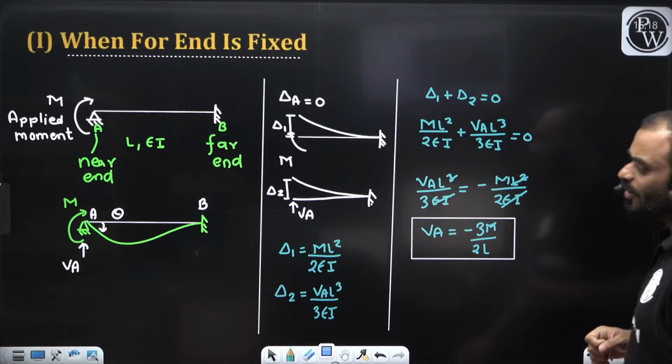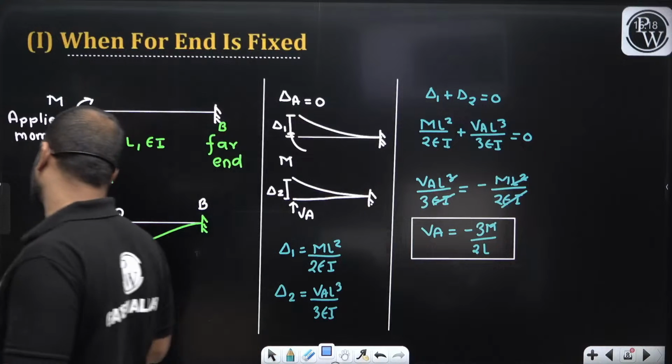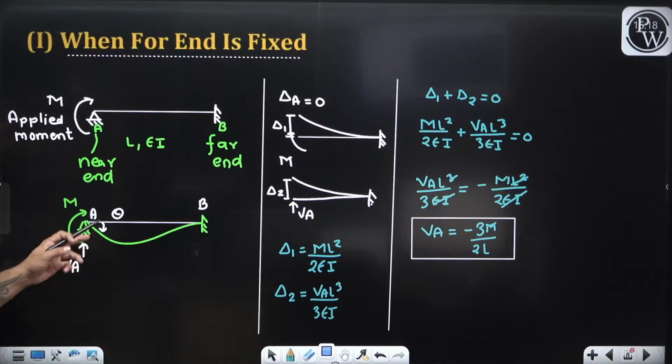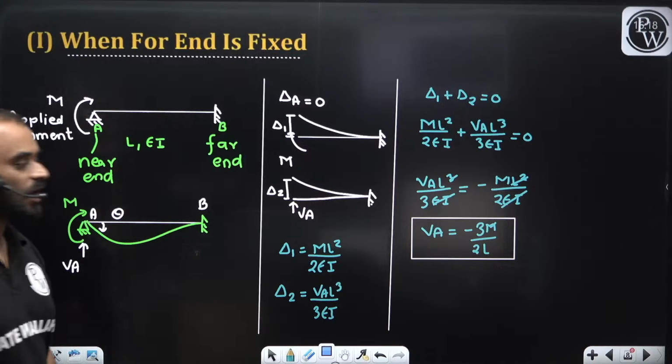Clear? Now guys, we need to use Castigliano's second theorem over here so that we can find out the value of this particular theta. How can we do it? It is very simple.